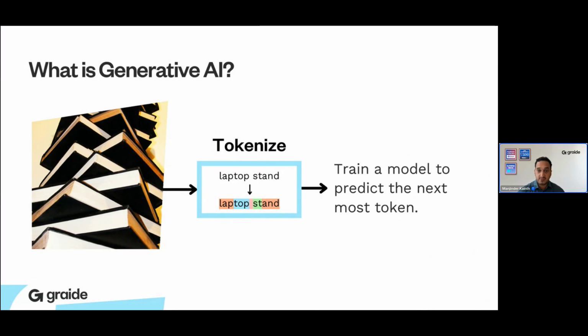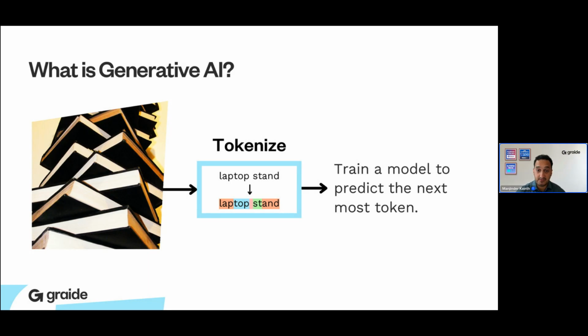So what I've done here is taken a large corpus of text, in principle a massive library, and broken it up into its component parts, which are called tokens. And those tokens are then used to model and predict what the next token is.